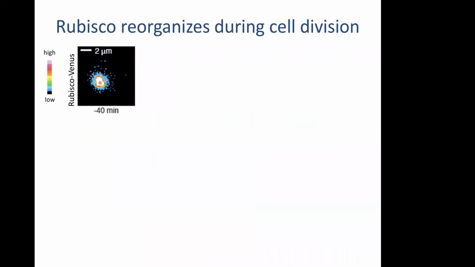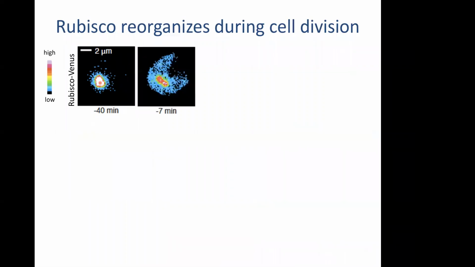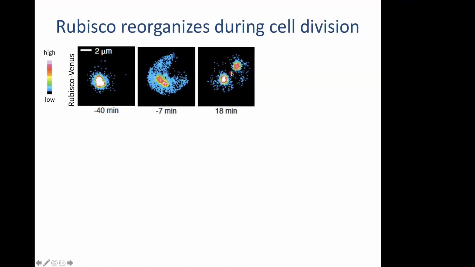This is actually a Pyrenoid. But just before the cell goes through division, something interesting happens. A lot of the Rubisco and a lot of the EPIC1 leaves the Pyrenoid, goes into the rest of the chloroplast, and then after cell division, these condense again into two daughter Pyrenoids. So is this an accident? Nope, it happens every time.